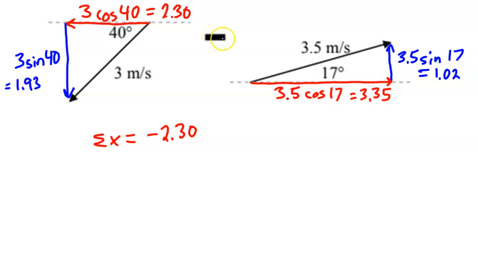Now, you're going to notice there's a subtraction sign on this particular problem. When you subtract a vector, that just means you make both components of the vector negative when you add them together. So this 3.35 that is positive as shown, when you subtract that, it's going to be negative. So we're just going to go minus 3.35.